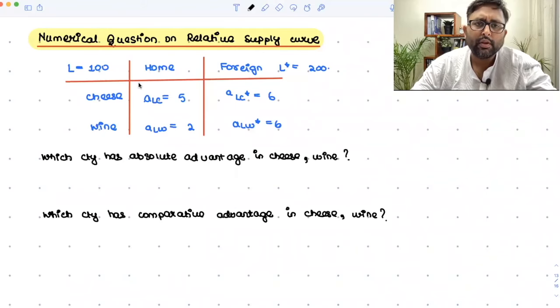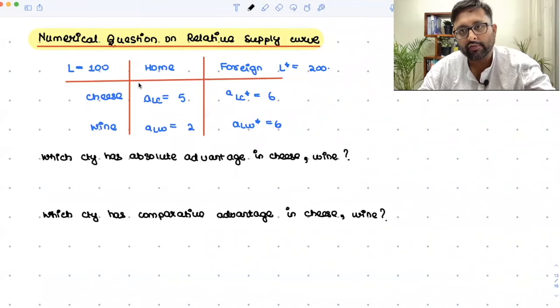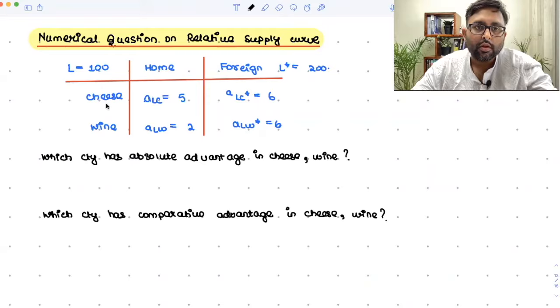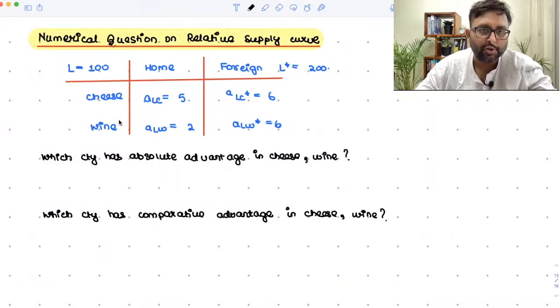Let's look at this simple numerical question on the relative supply curve. There are two countries, home and foreign, and the unit labor requirements to produce cheese and wine are given to you. So how many hours of labor are required to produce a unit of cheese in home? How many hours of labor are required to produce a unit of wine in home, and so on for the foreign? Wherever this asterisk sign is used, that is for the foreign country.